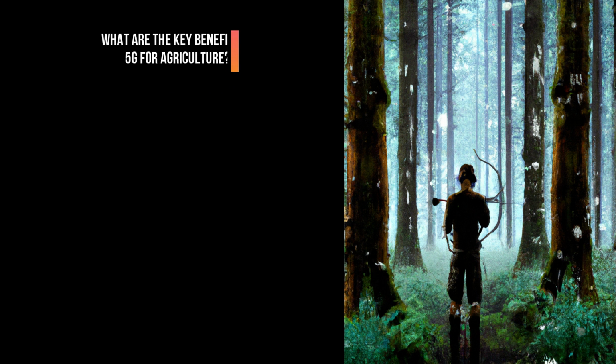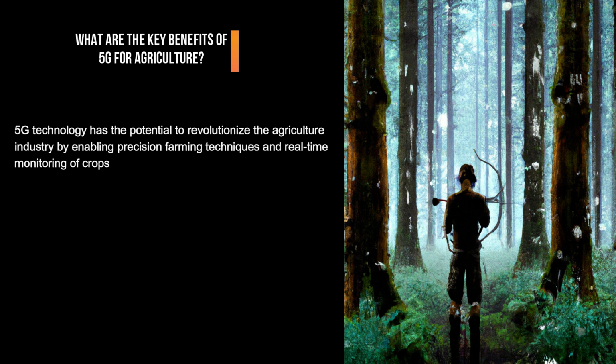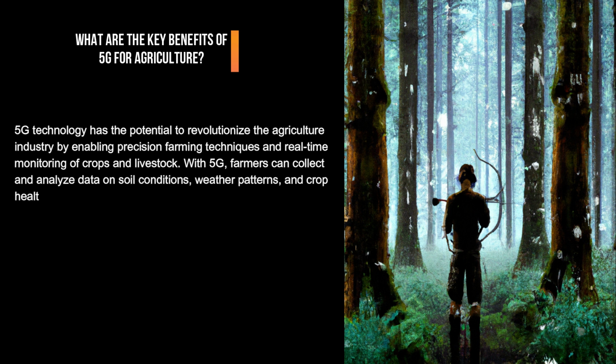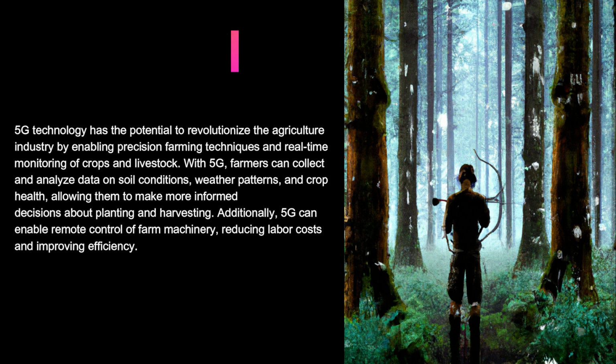What are the key benefits of 5G for agriculture? 5G technology has the potential to revolutionize the agriculture industry by enabling precision farming techniques and real-time monitoring of crops and livestock. With 5G, farmers can collect and analyze data on soil conditions, weather patterns, and crop health, allowing them to make more informed decisions about planting and harvesting. Additionally, 5G can enable remote control of farm machinery, reducing labor costs and improving efficiency.